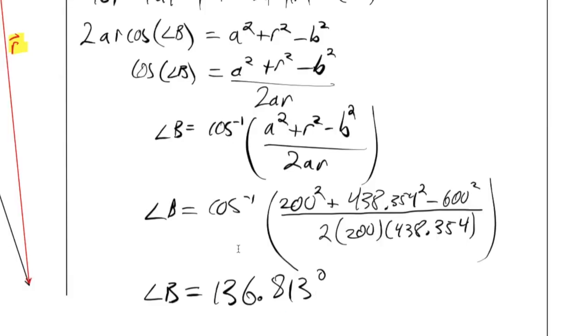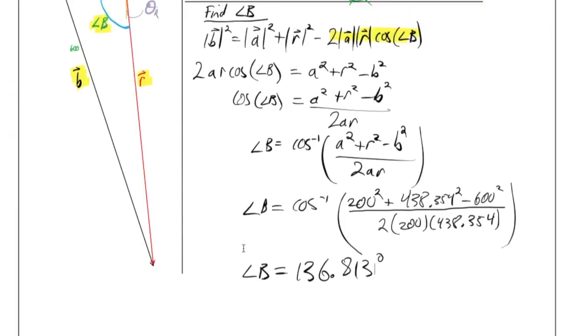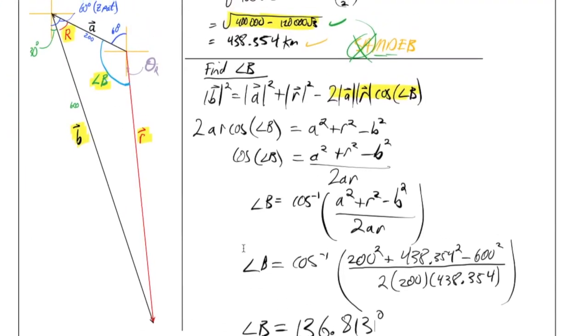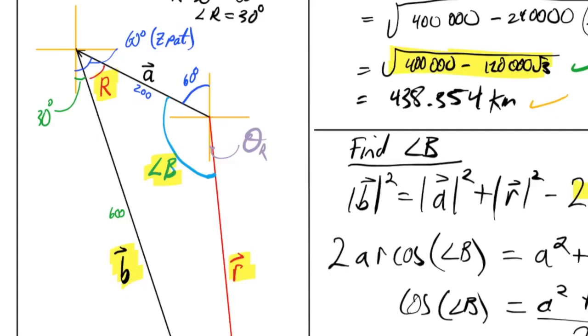Okay, well, that was terrible, and I did not enjoy that, and I'm still not enjoying that. But anyway, now we've got to figure out what's going on here. So here's the thing. We now know angle B is 136.813 degrees. All right, so now we have to do some figuring here.